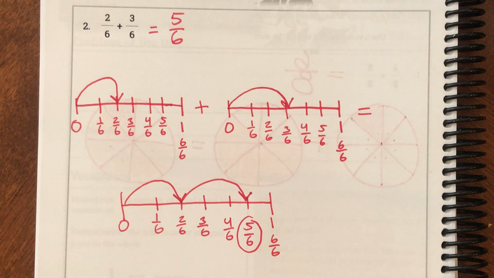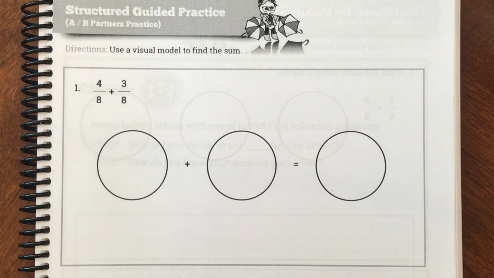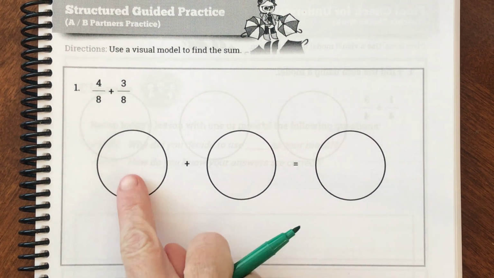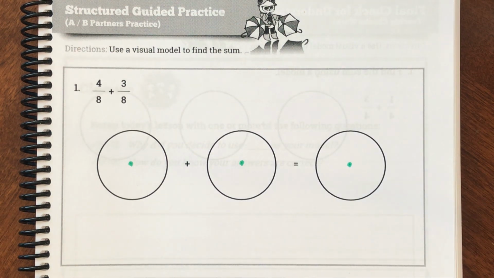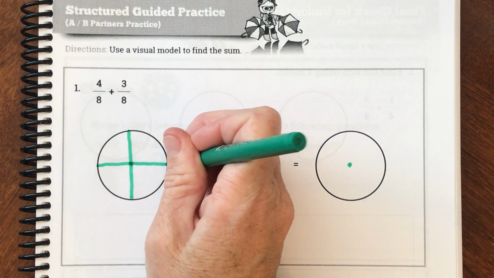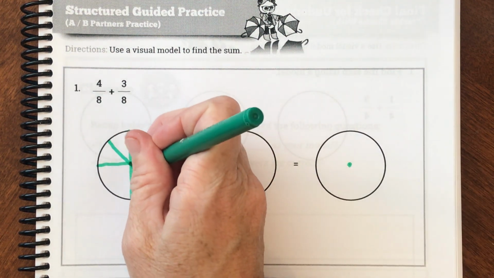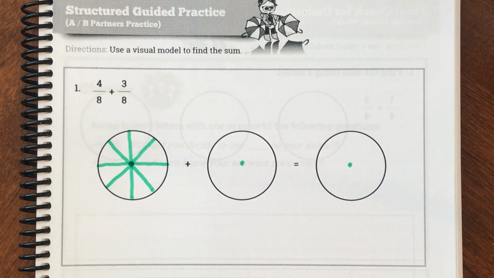Okay, so let's do some of these together. We are on page 76, and here's our first problem. It says 4/8 plus 3/8. Okay, so remember when we do circles, they always have to be partitioned through the center. So make sure we partition through the center. To cut it into 8ths, I think the easiest way is to go in half, go in half again, which makes it 4ths, and then go diagonal and diagonal. And that should give you 8 pieces.